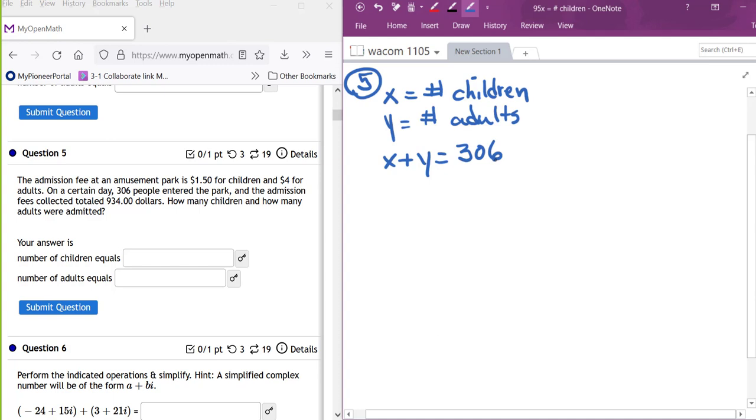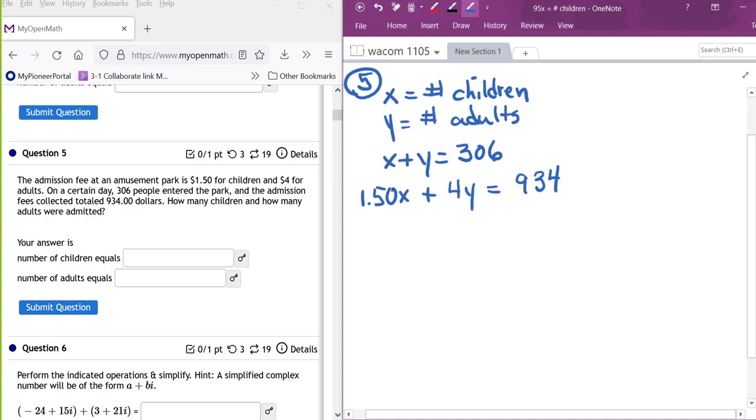And so you're going to have to multiply the price times how many went in. So $1.50 is the price for children times how many went in. So 1.50 X plus $4 for adults. So 4 times Y equals, and your total collected is $934. Right, and I did not really have to write the 0. I wrote it because it was money, but you didn't really have to have it because it's at the end.